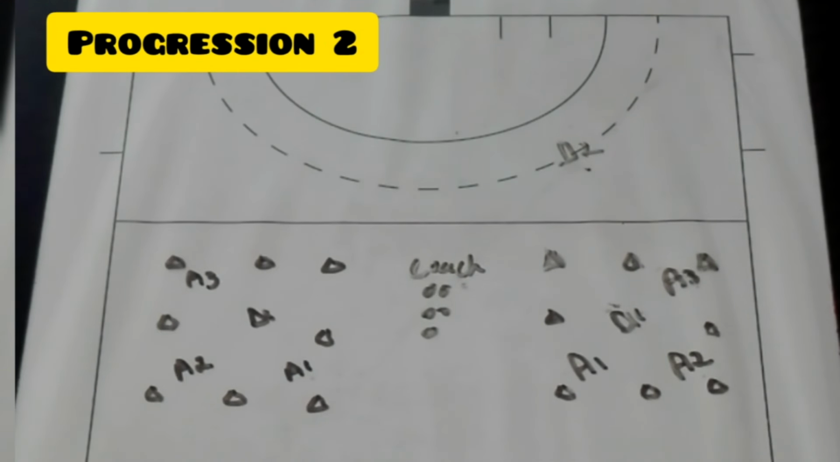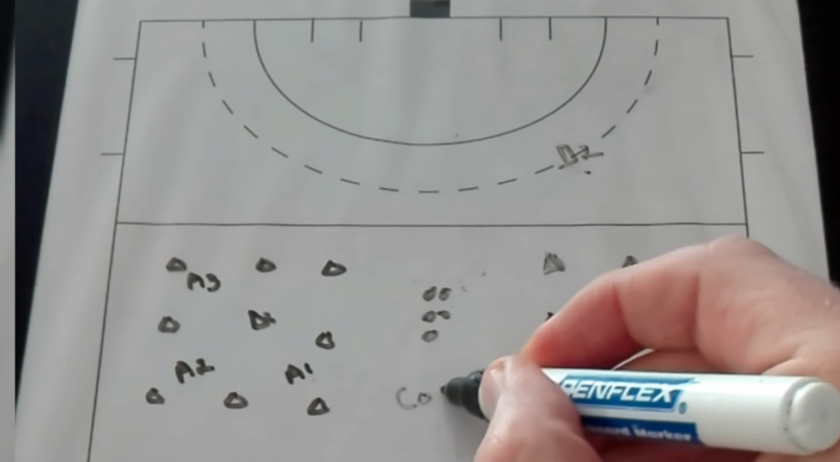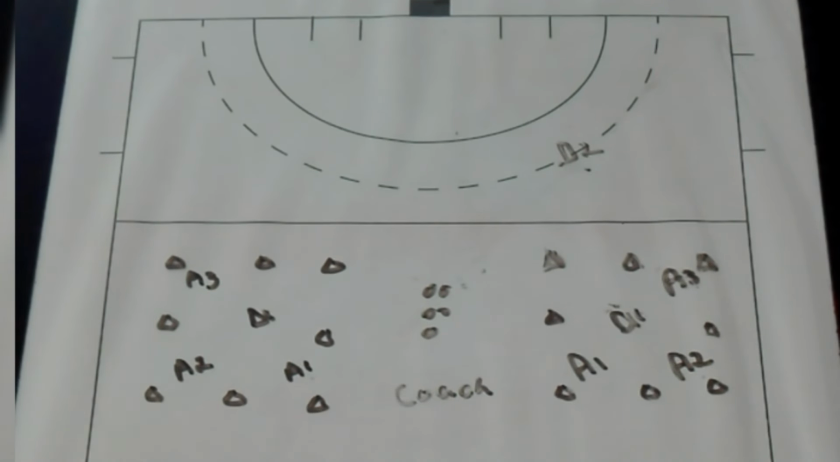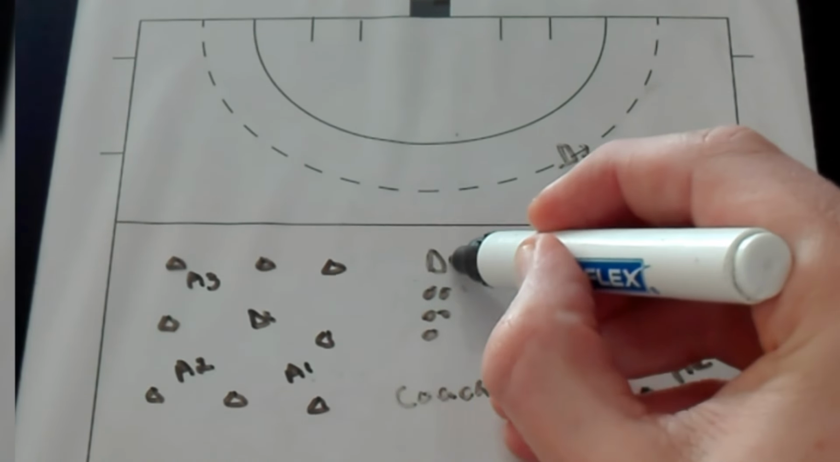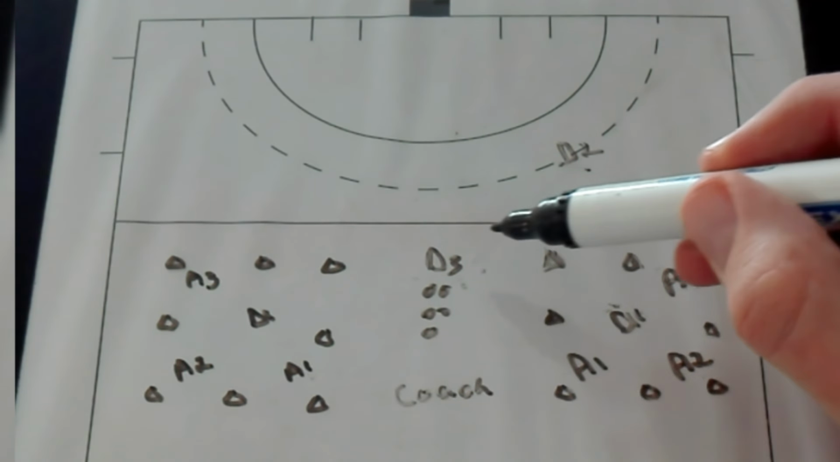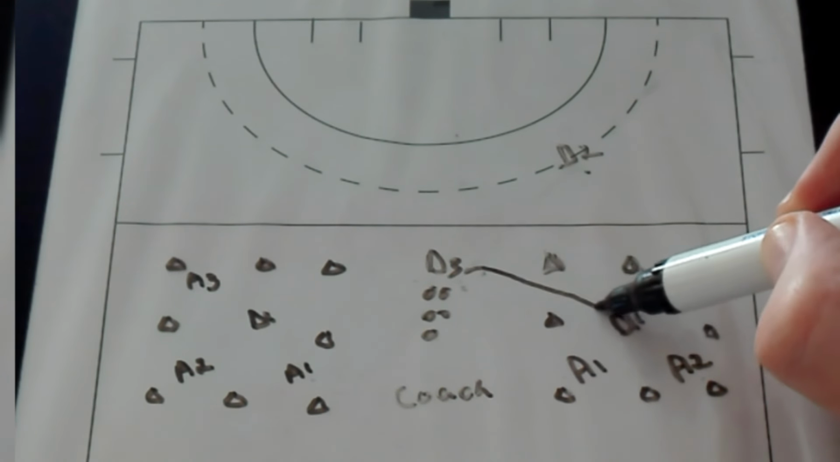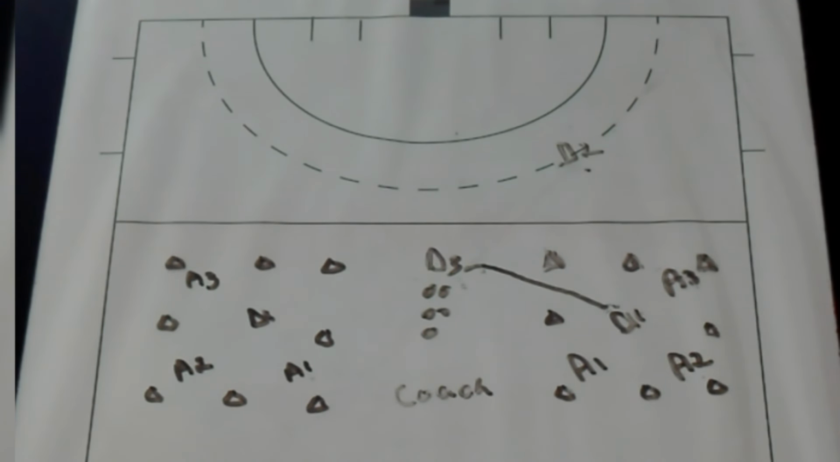For the second progression, you can take out the coach. The coach can stand over here and see what's happening. You can put another defender in there, so that's defender number 3. What's going to happen now is defender number 3 is going to pass the ball into the pocket. Exactly the same stuff happens here.